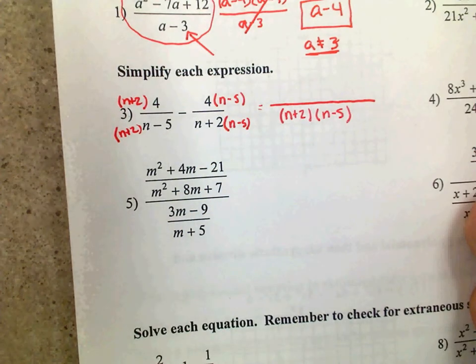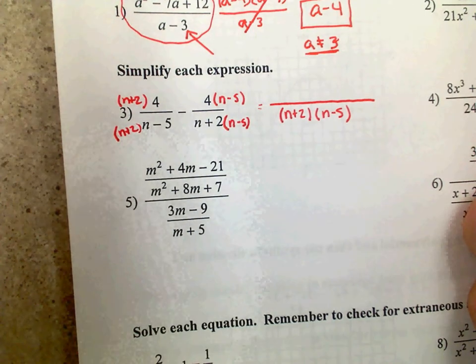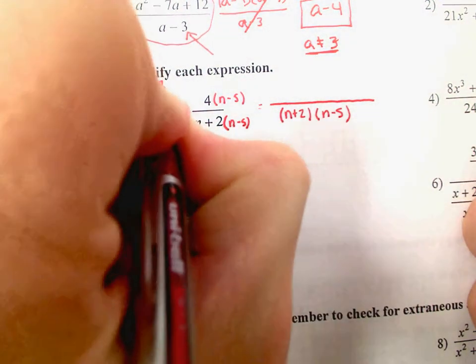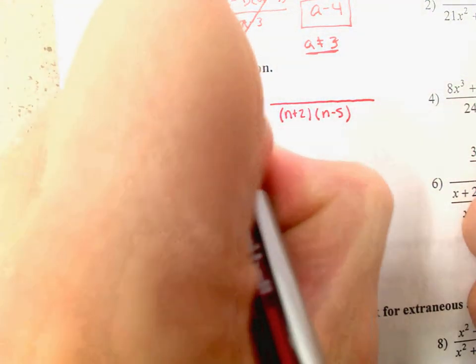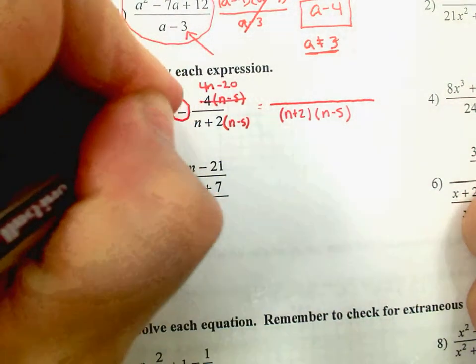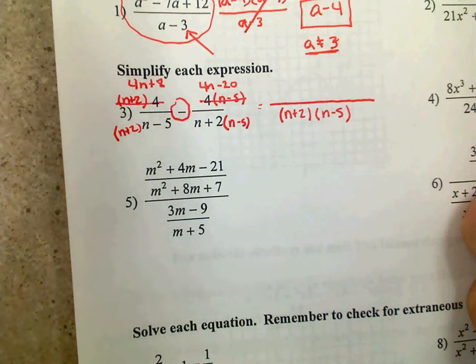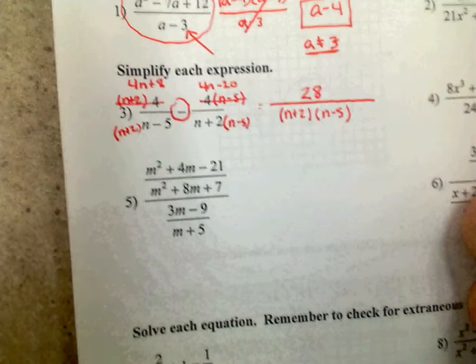Now the numerator is where you have to do a little bit of work. So we need to distribute the 4 on both the left and the right sides. That would make 4n plus 8 on the left, and 4n minus 20 on the right. Now this is a subtraction problem. So 4n minus 4n would be 0n. We don't need to write anything there. And 8 minus negative 20, that would be 8 plus 20. It's 28. So the only thing left on the numerator is 28.